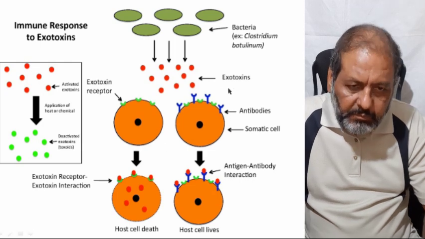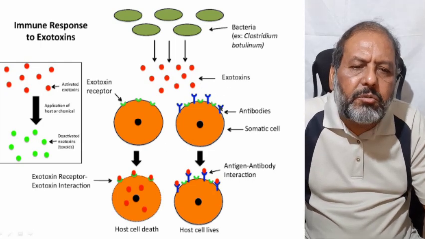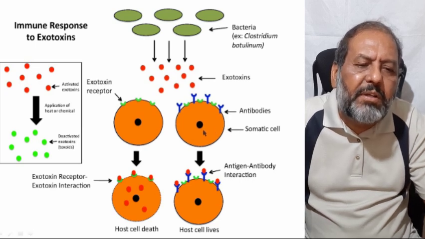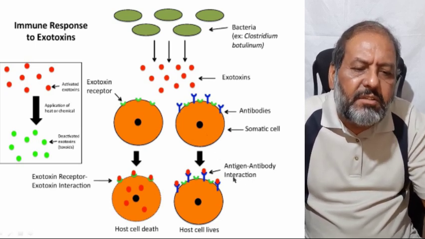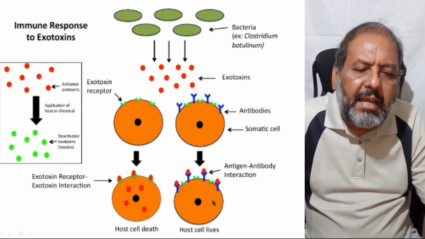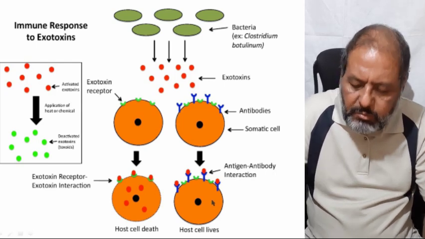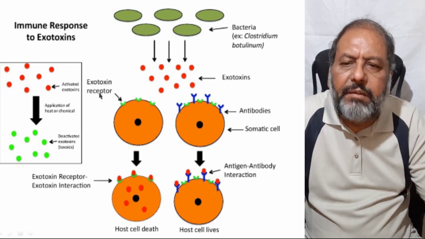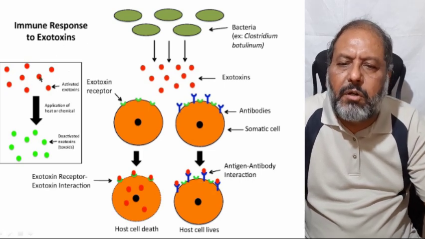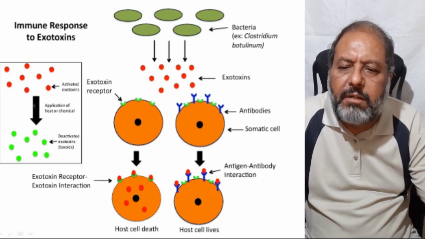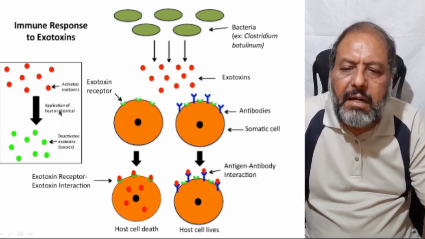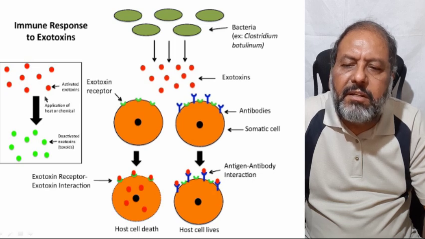Otherwise, if the exotoxins are taken up by the antibodies on the surface of the somatic cells, antigen-antibody interaction occurs and the host cell is able to live and survive. So here one can see the immune response to the exotoxin. These are the exotoxin, and these are the exotoxin deactivated by the application of certain chemicals.